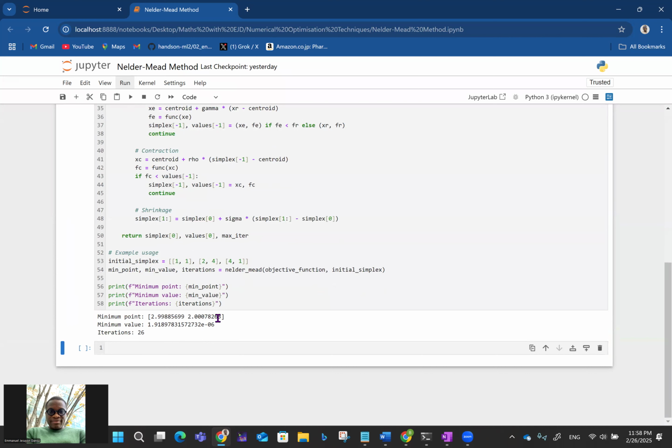That's roughly 3, and that's the value of x. The value of y is roughly 2. And then when you come to the minimum value, it is 1.918 times 10 raised to the minus 6. That's 5 zeros before you get to 1. So that's almost zero, right? And that happens in 26 iterations.